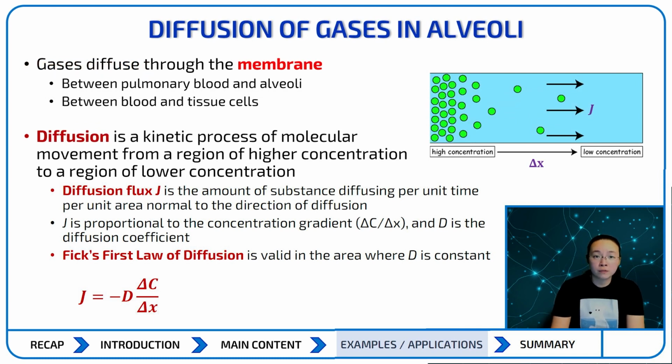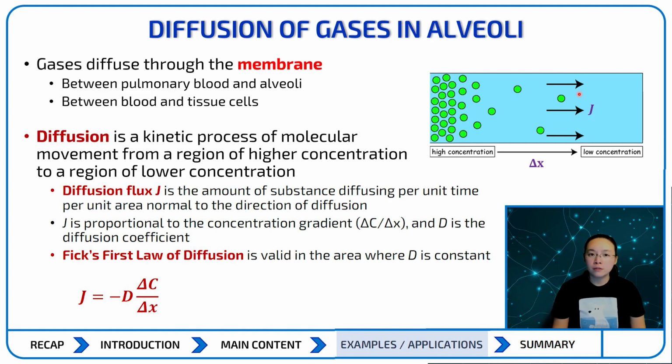Now, taking a look at the diffusion of gases in your alveoli, we have talked about Fick's law of diffusion already. We're going to focus on that again. Gases are going to diffuse through the membrane between your pulmonary blood and your alveoli, and between your blood and tissue cells. So there's two different areas where gases can diffuse. Diffusion has always been a kinetic process. Basically, your molecules are moving from an area of higher concentration, like this, to an area of lower concentration. Now, the distance that it travels is delta x, and the flux, or the speed of your flow per unit volume, is going to be your flux, J.